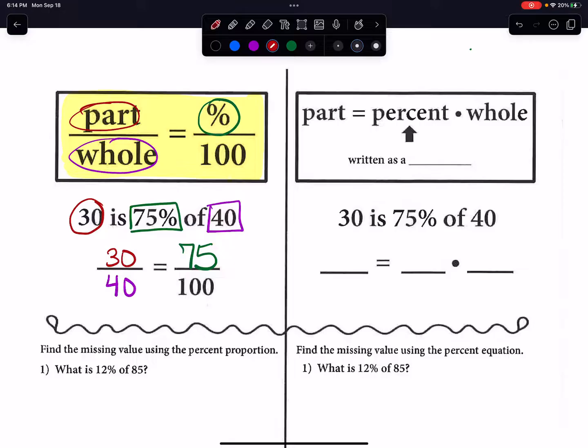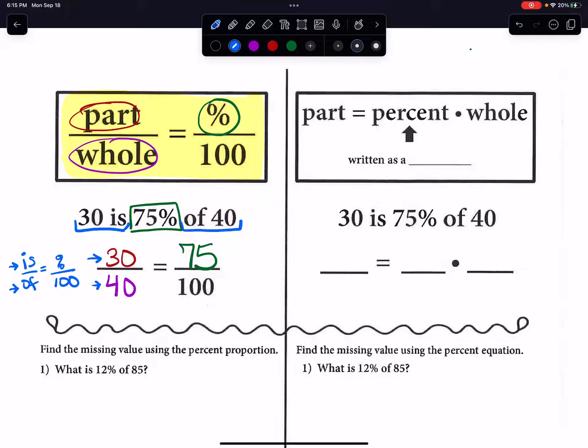So there is a shortcut that you may have heard in the past. It's not very mathematical, but it helps you remember. We can think of this proportion as the is over of equals the percent over 100. The percent, of course, is always going to be that number that has the percent sign on it, but you can see, let me erase my outlines here. You can see that 30 is next to the word is, and that goes in the numerator. And 40 is next to the word of, and that goes in the denominator.